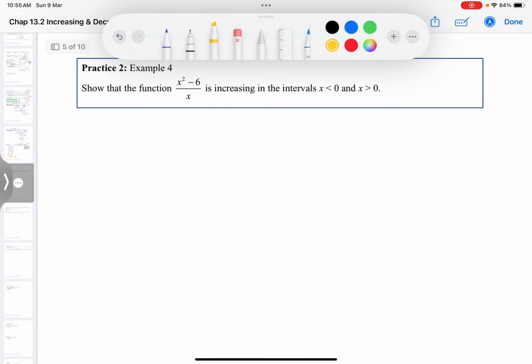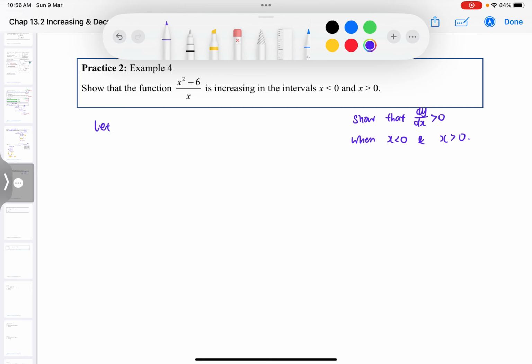Now we can look at practice 2. Practice 2 is slightly different in the way the question is phrased. It asks you to show that the function is increasing in the intervals for x less than 0 and x greater than 0. So you have to show that when x is less than 0 and when x is greater than 0, dy/dx is greater than 0. We will have to differentiate this function first.